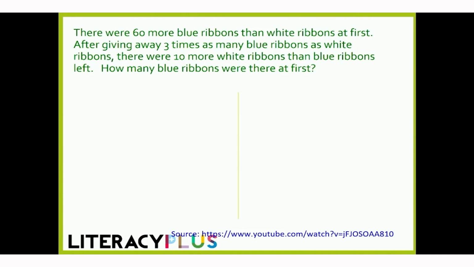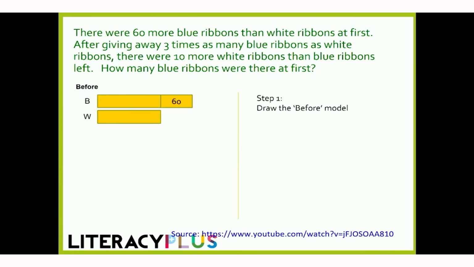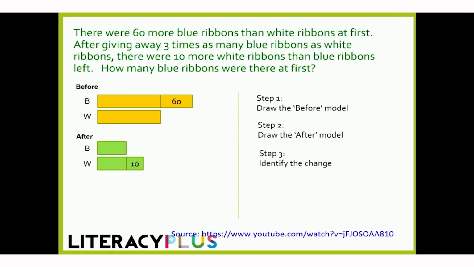Step 1. Let's draw the before model. So there are 60 more blue than white. Step 2. We draw the after model. There were 10 more white than blue. Step 3. This is the important step. We have to identify the change.